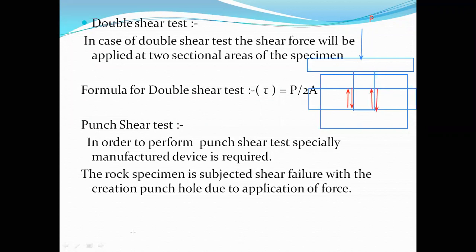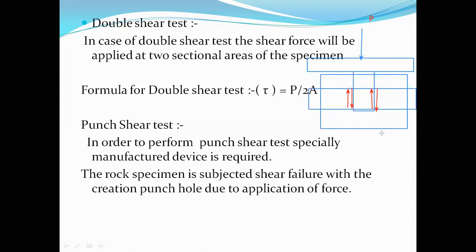Right? So the shear failure is taking place at two different locations. That's why it is called the double shear test. In a double shear test, the shear force is applied at two cross-sectional areas of the specimen, at this location and at this location.